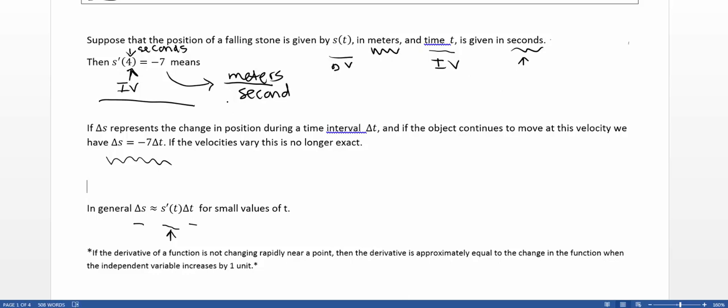So let's go ahead and look at some examples and get used to attributing units and making meaning from our derivatives.